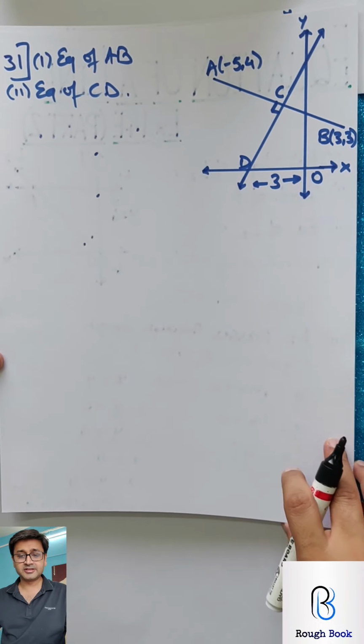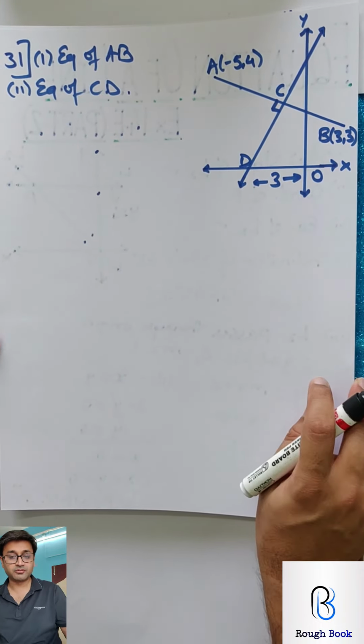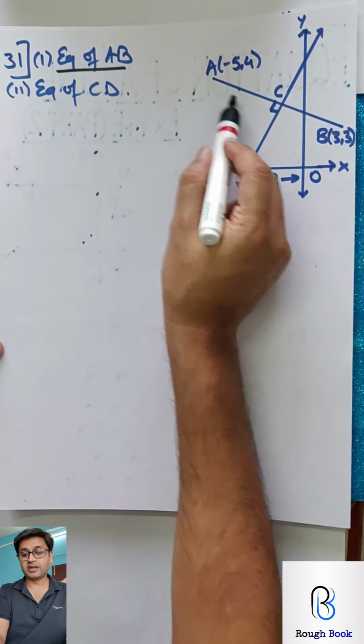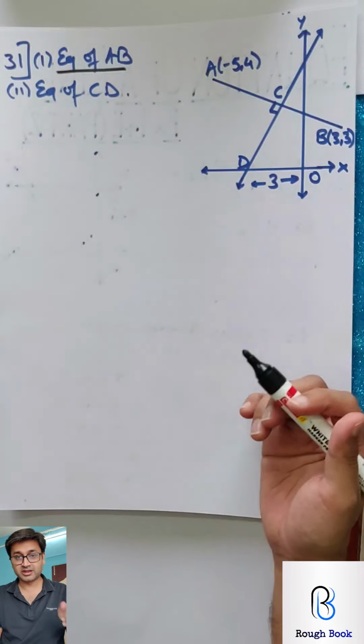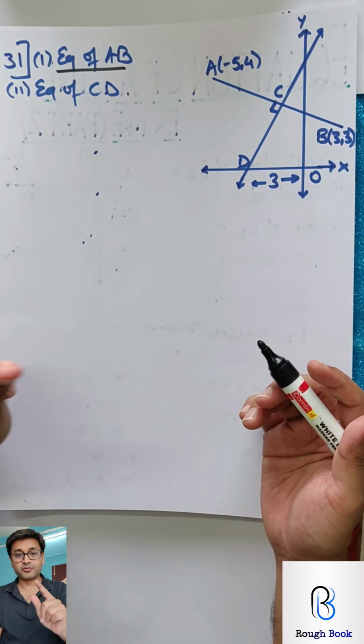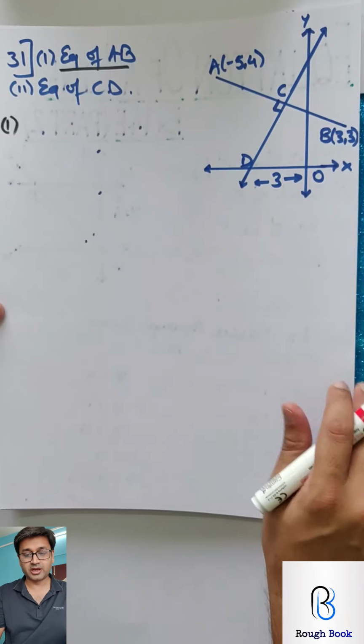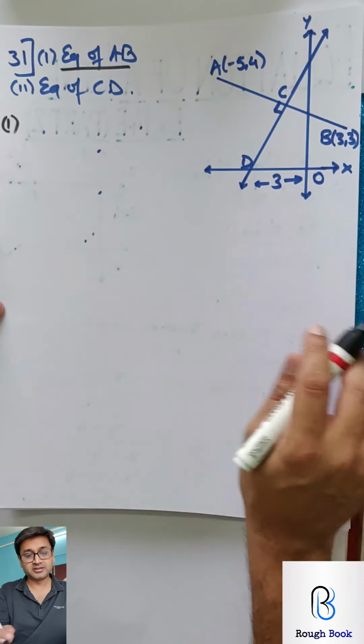31. Again a very simple question. I am sure most of you will manage with all the practice that we've done till now. First, the equation of AB, where A and B are both given. So get the slope and then use point-slope form. Come on everyone, race with me. Ready? Don't pause your video. Let's race together. So first I am trying to get the slope.